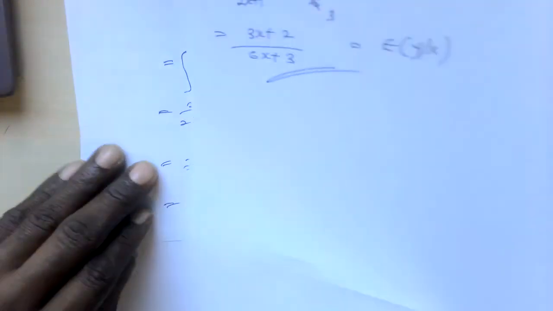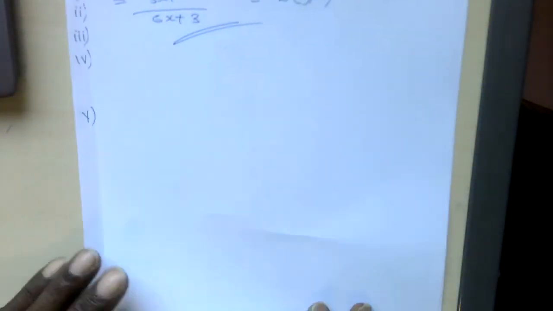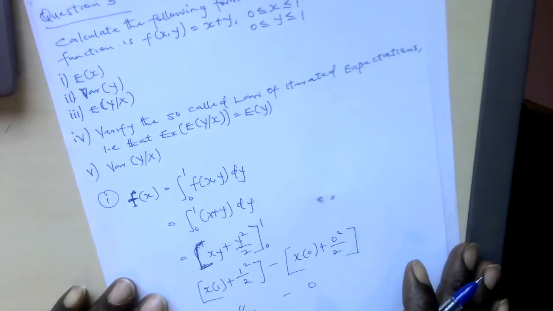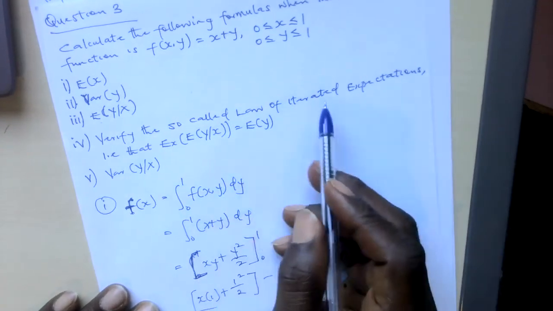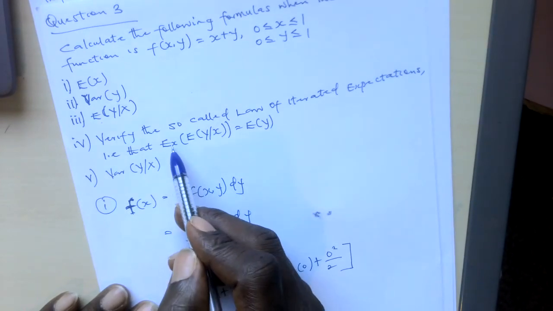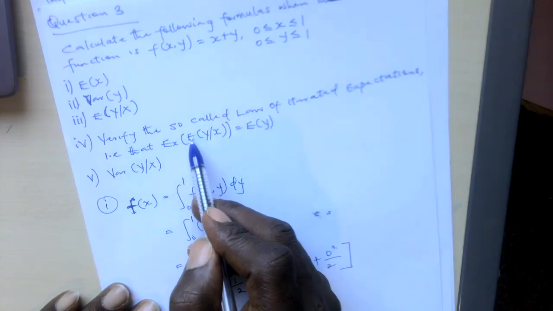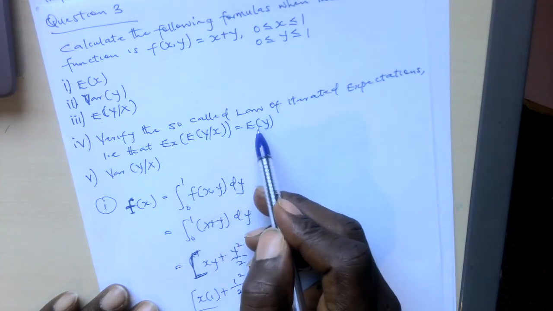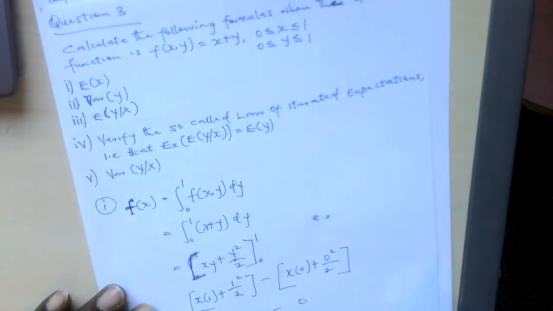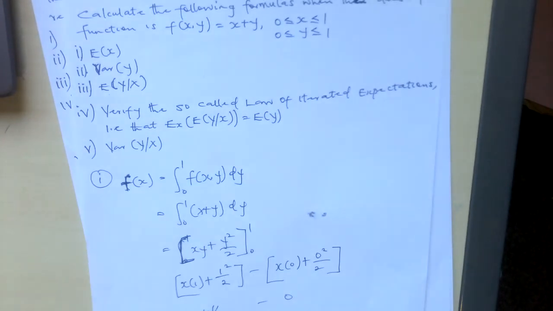So now let's move on to the 4th part, number IV. For IV, you're asked to verify the so-called law of iterated expectation. That is that the expected value across x of the expected value of y given x equals the expected value of y. So that's what we are asked to prove.